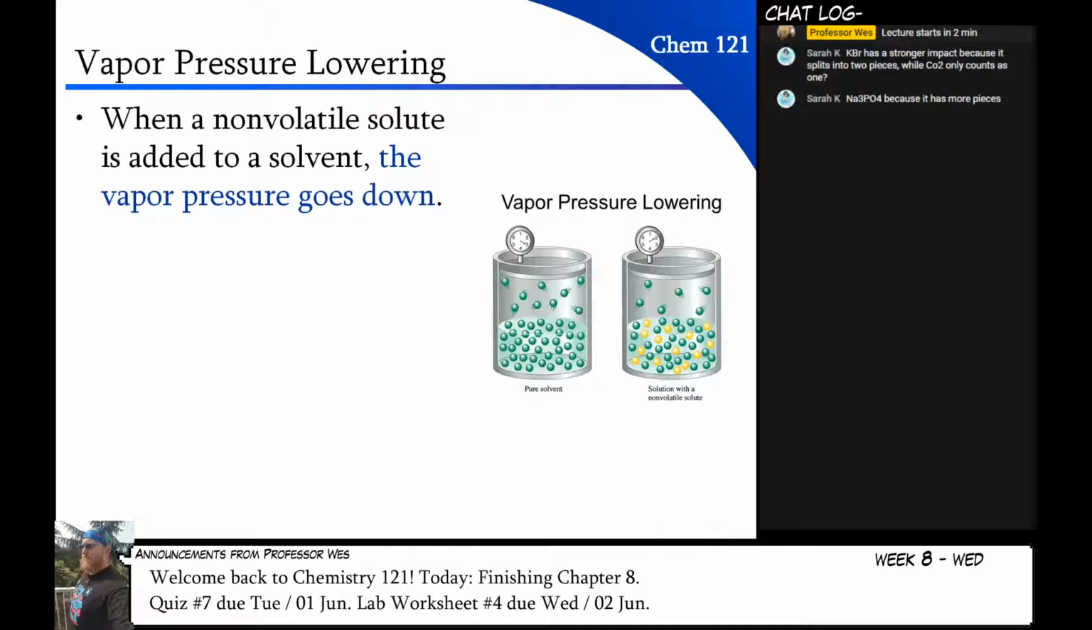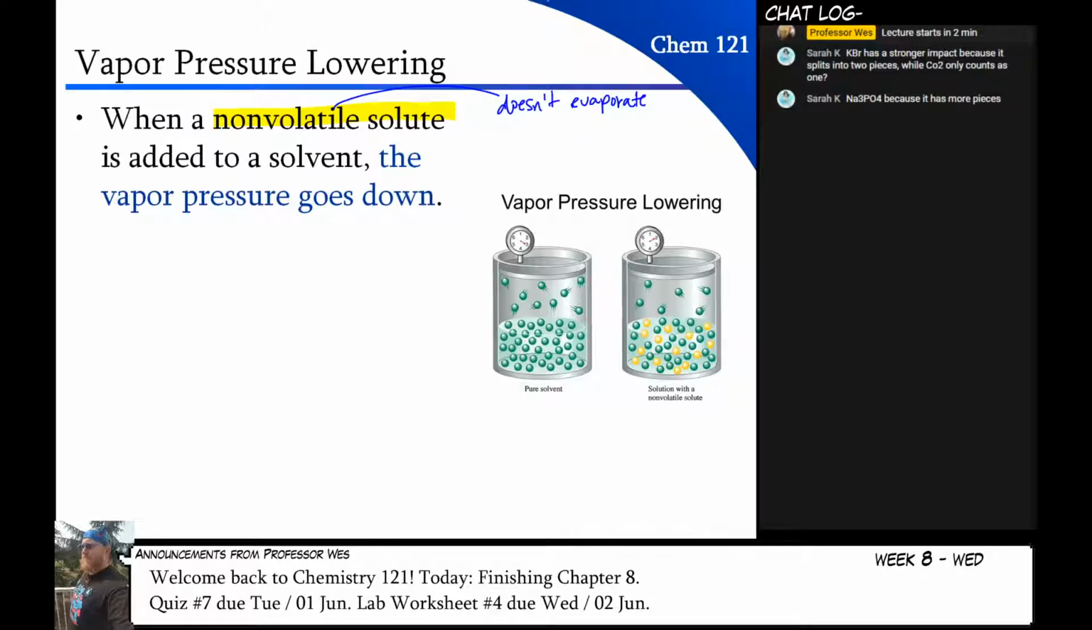Now, when you add a solute to your solution, and the solute is non-volatile, what does non-volatile mean? Non-volatile means it doesn't evaporate. An example of this would be sodium chloride. Sodium chloride doesn't evaporate. It's non-volatile. Acetone would be an example of a volatile solute. Acetone does evaporate. So mixing acetone and water still produces colligative effects, but it will slowly evaporate too.